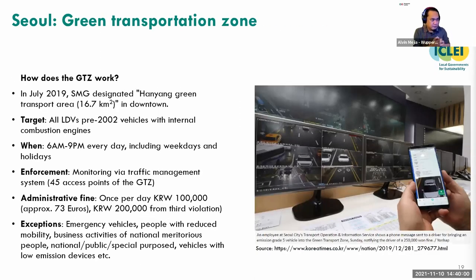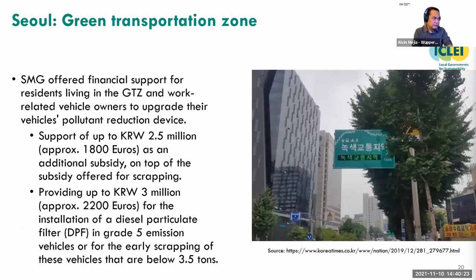So they target all light-duty vehicles that are pre-2002. The mechanics is that it works from 6 a.m. to 9 p.m. and they monitor through different access points throughout the city. Same principle, you have to pay a certain fine if you cross the zone based on the time here. But they also provided financial support for those kung yung gustong mag-upgrade ng vehicles, for example. Just again as an example po.